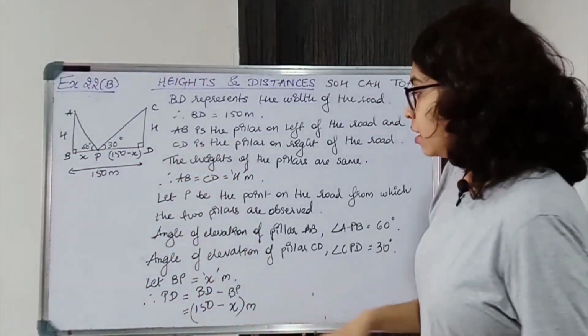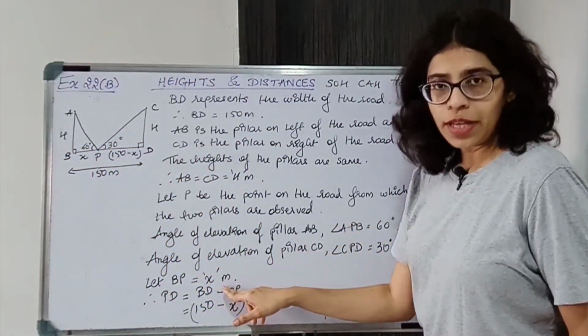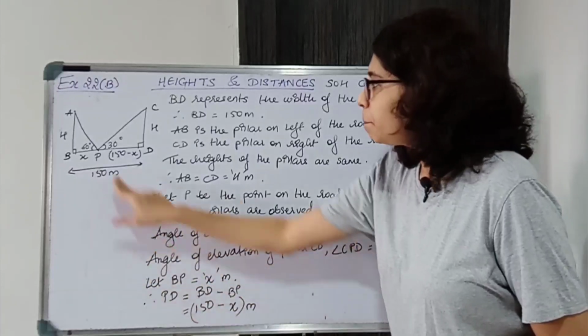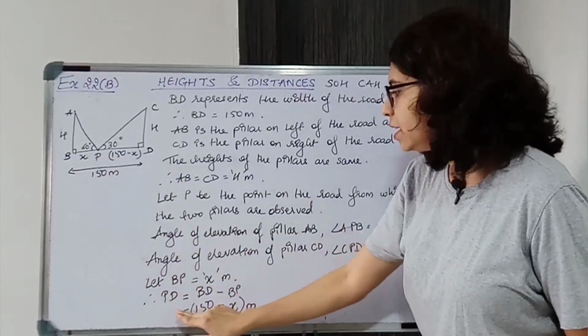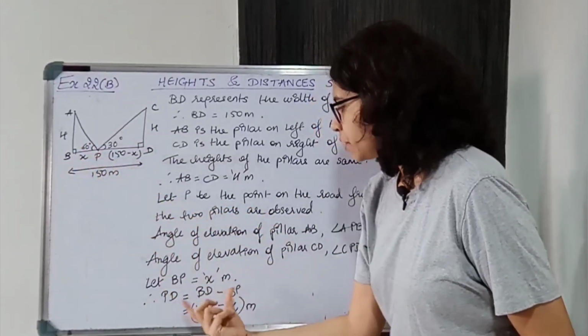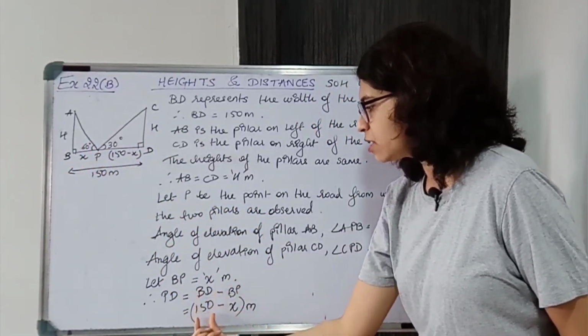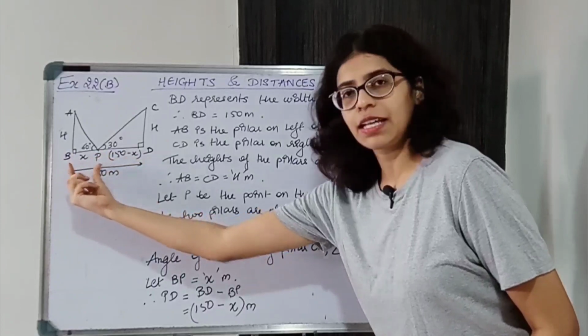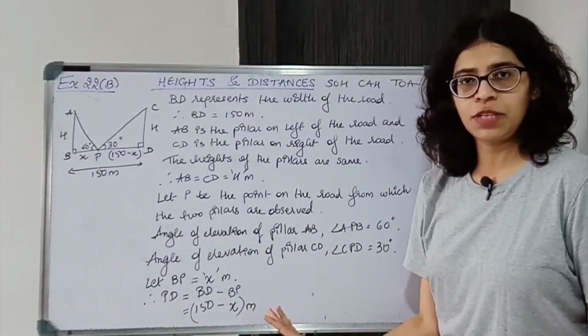Okay. So BP is equal to X meters and PD will be what? PD is equal to BD, this entire thing minus BP. So BD minus BP. So BD is 150. BP is X. So 150 minus X meters.